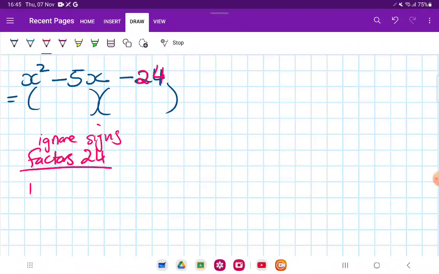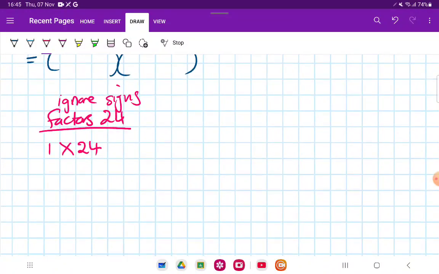So factors of 24 is going to be 1 times 24. How do you do this? You are simply going to put it in your calculator and say, what is 24 divided by 2? That is 2 times 12. What is 24 divided by 3? Let's see, that is 3 times 8. What is 24 divided by 4? That is 4 times 6. What is 24 divided by 5? That's a decimal. I don't write it. What is 24 divided by 6? That is 6 times 4.